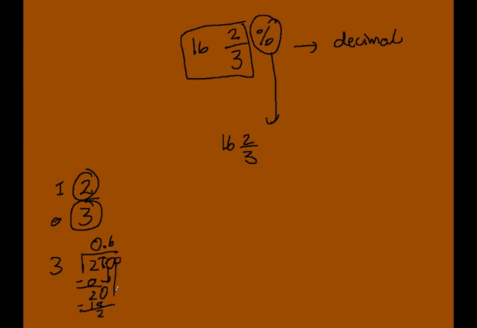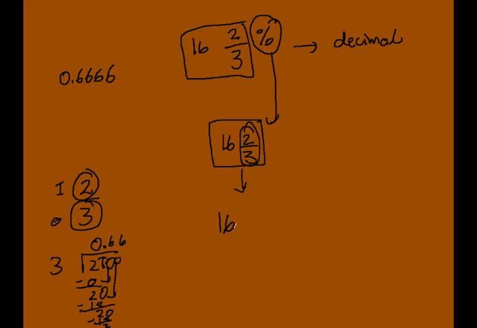And if you want, you can bring down another 0 and do the same thing. How many times does 3 go into 20? 6 times. 6 times 3 is 18. And then you still have a remainder of 2. Technically, this looks like a repeating decimal, they call it. So it's like 0.66, 0.6666. So first, you take this and you change it into a decimal. The 16 was already there, but the 2/3 is the one that you change to 0.66.